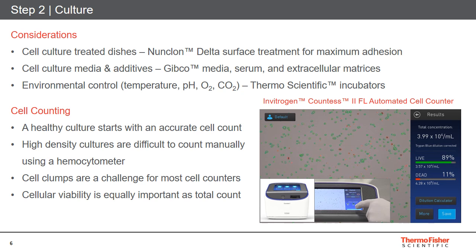So this is a type of instrument that allows you to not only generate a total cell count but also a viability cell count, in order to assess how many of the cells in your population are actually viable and usable for downstream applications.